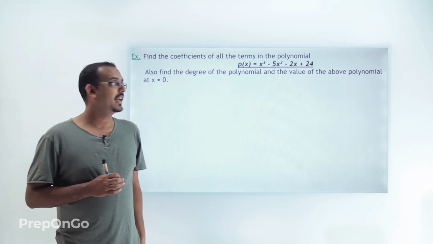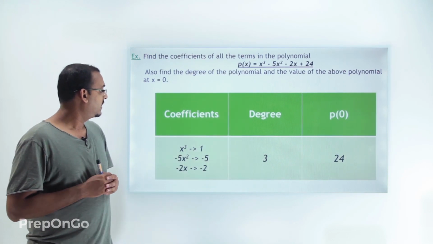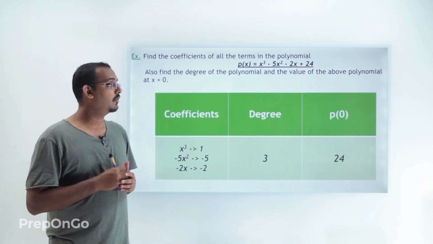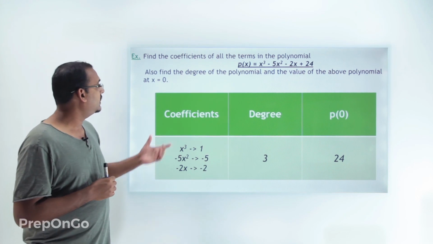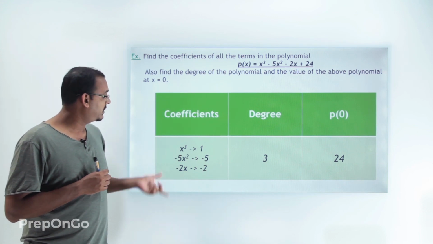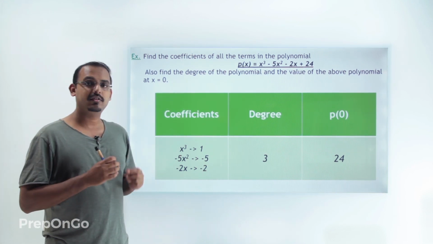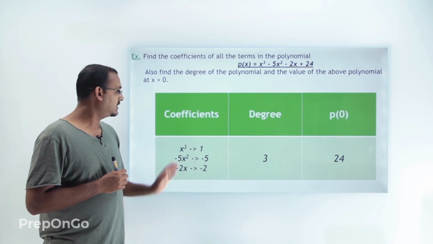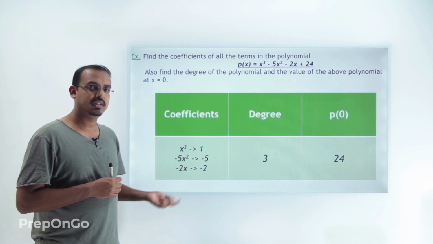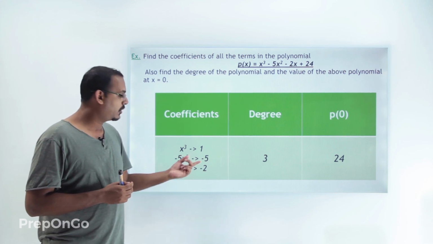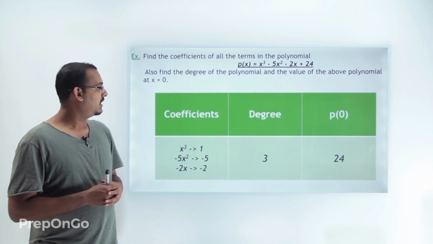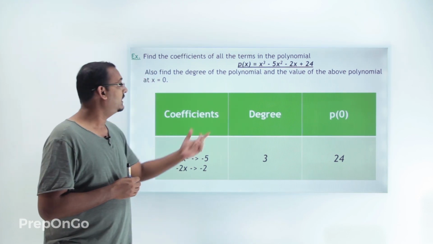Now let's do a small recap and see all the things that we calculated. The first thing that we figured out in this polynomial was the coefficients of the terms of the polynomial. The terms of the polynomial are x cube, minus 5x square, minus 2x and 24, but we have not listed 24 because that is a constant term. The coefficients are just the values adjacent to the variable terms. So for the term x cube, the coefficient is 1. For the term minus 5x square, the coefficient is minus 5, and for the term minus 2x, the coefficient is minus 2.